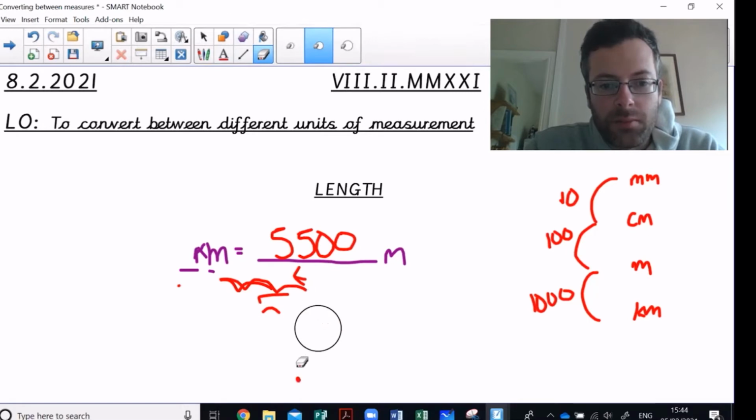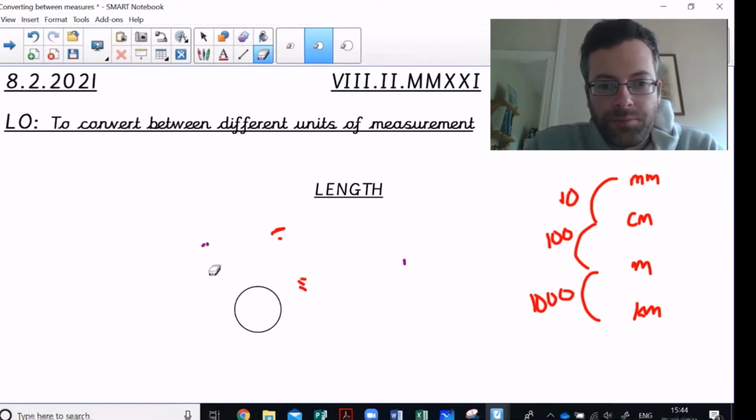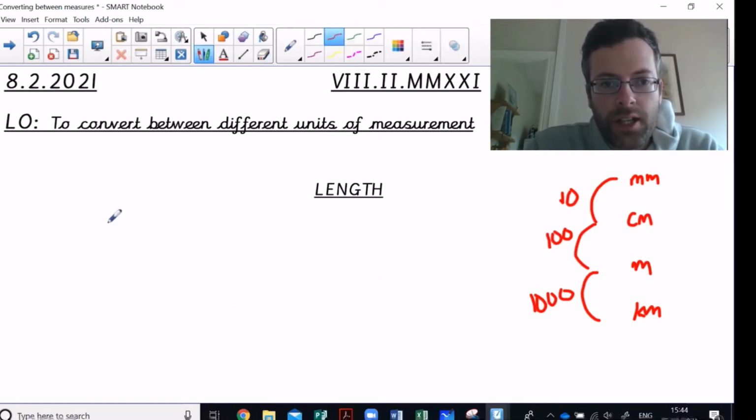Let's say then we end up with something like 320 centimeters, and we want to know how many meters that is.